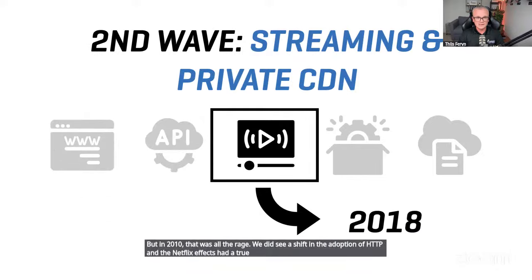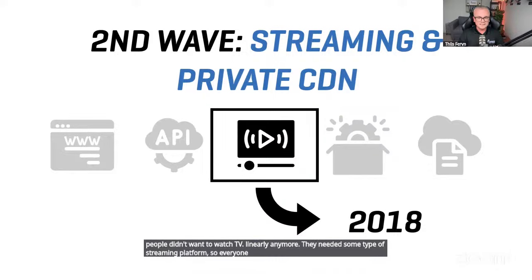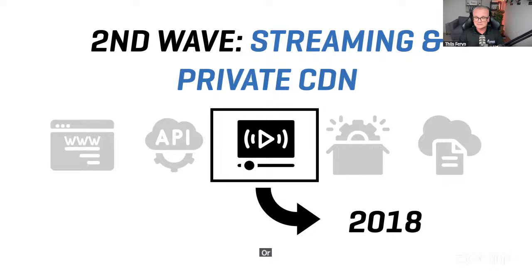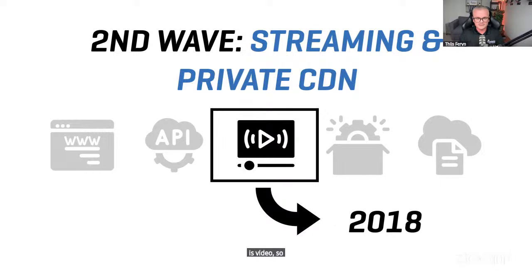All of a sudden, people didn't want to watch TV linearly anymore. They needed some type of streaming platform. So everyone, whether you were a media company or a telco or a broadcaster, you needed some type of OTT streaming. And that was the majority of the data on the internet. It was video. And I think still to this day, a lot of it is video. So there was a need for acceleration, and that's where we dove in.